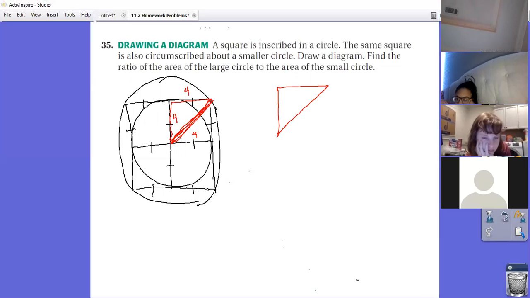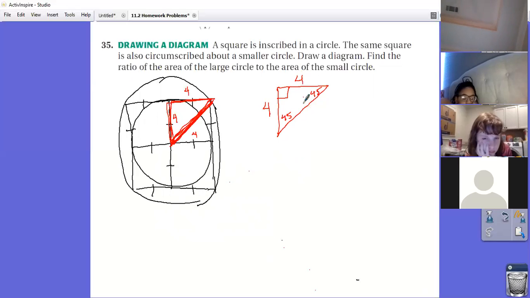So in order to find the ratio of the large to the small, I need to find the radius of the larger circle. I know the radius of the small is 4 because I just made that number up. I could have said 5, 6, 7, whatever. I just said 4. So if you think about it, look at this triangle here. This part that I'm highlighting is actually the radius of the big circle. So I know this is 4 and this is 4. This is a right angle. And if you remember, this is a 45, 45, 90 triangle.